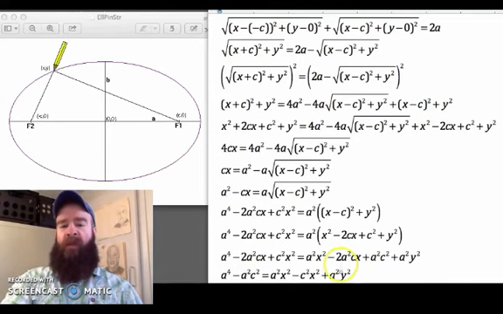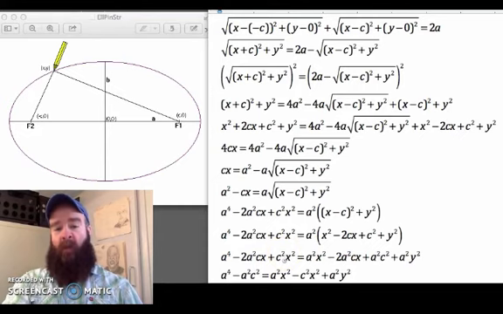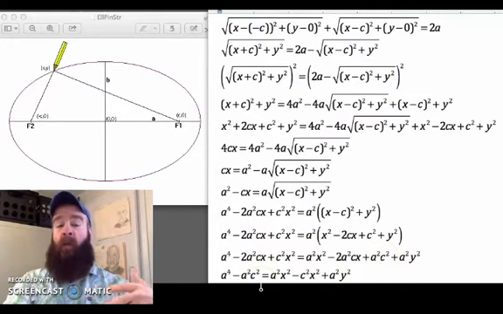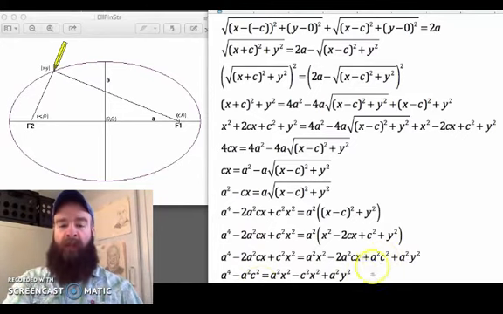The negative 2a squared cx's went away. I moved the c squared x squared over to be with the a squared x squared. I left the a squared y squared on that side. And anything that didn't have an x or a y, I moved to the other side, namely this a squared c squared, which is now right here.